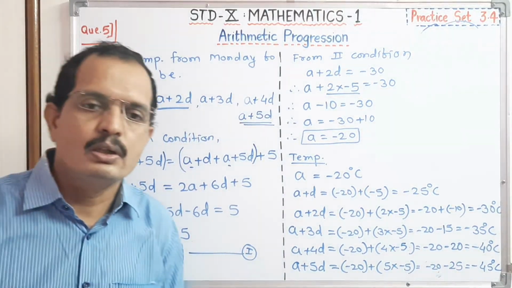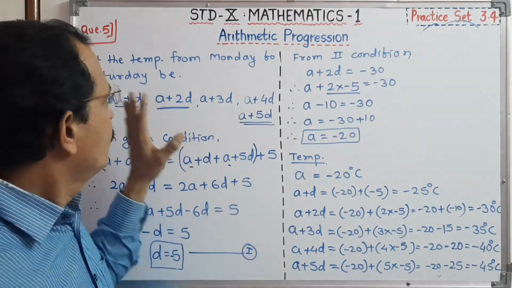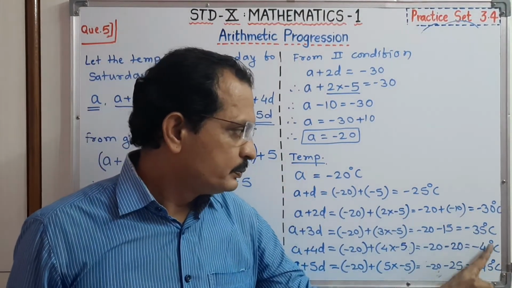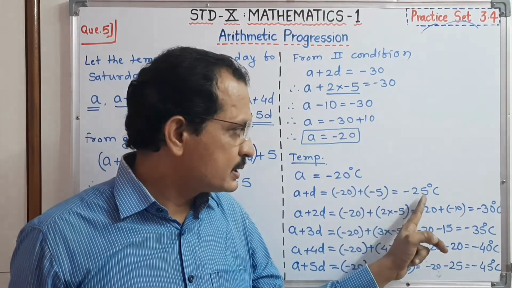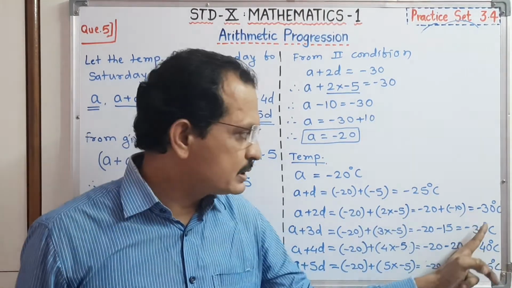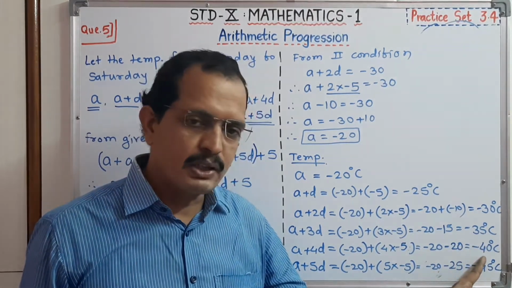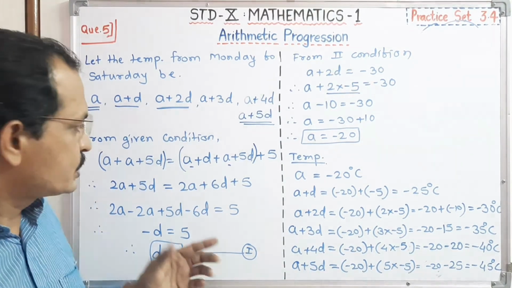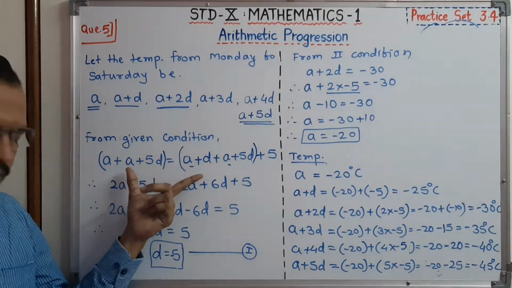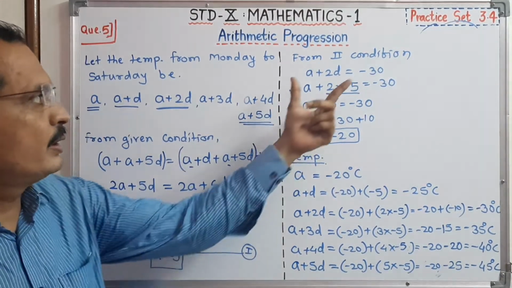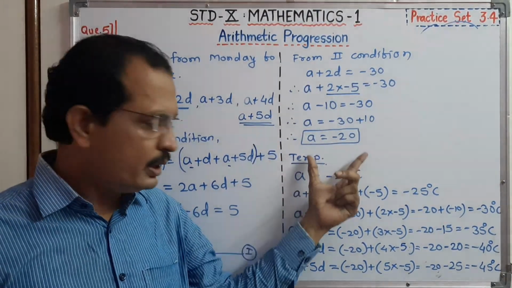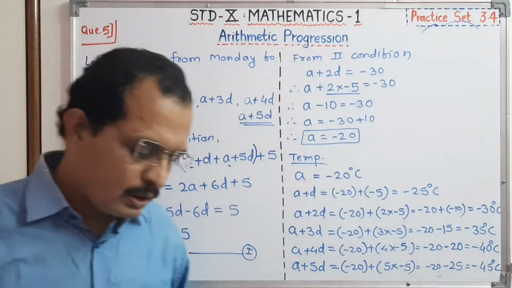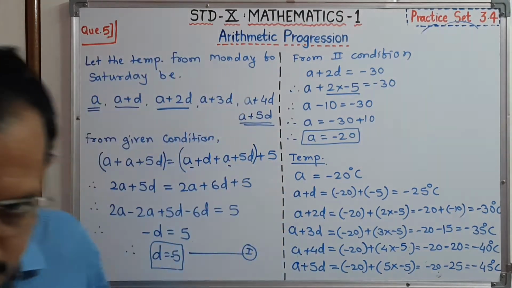Therefore, the temperature of Kargil from Monday to Saturday will be like this: minus 20 degrees Celsius, minus 25 degrees, minus 30 degrees Celsius, minus 35 degrees Celsius, minus 40 and minus 45 degrees Celsius. Dear student, this is important one. We find out D is equal to minus 5, and from this given we find out the value of A. Substitute the value, very easy. Now we have to start with the last sum, sixth one.